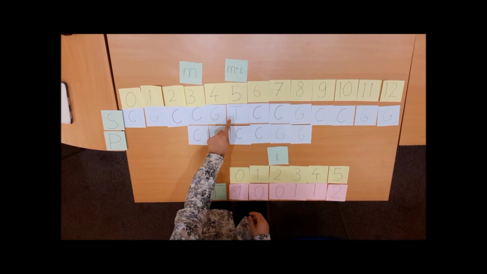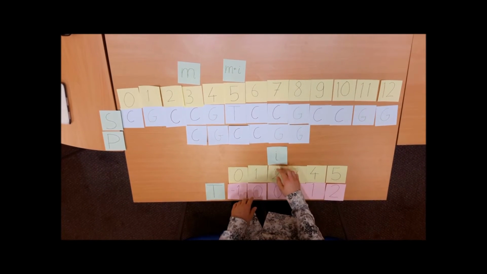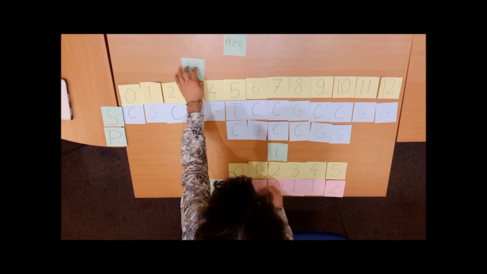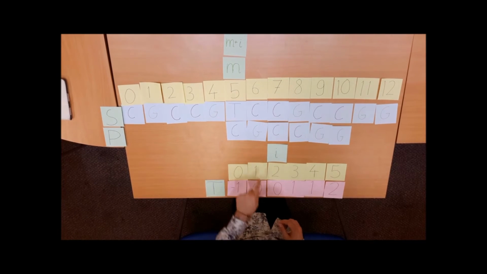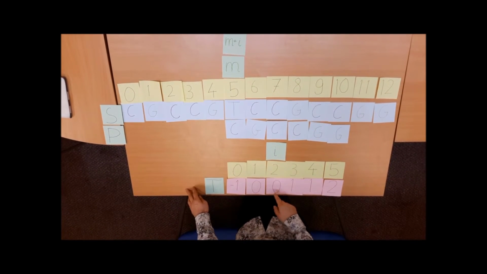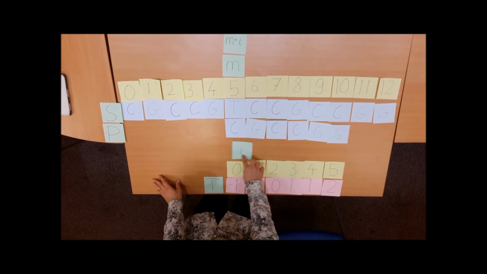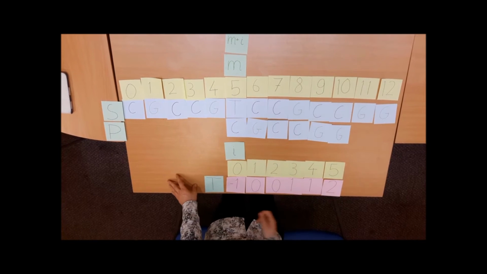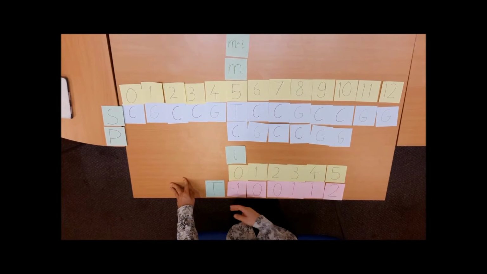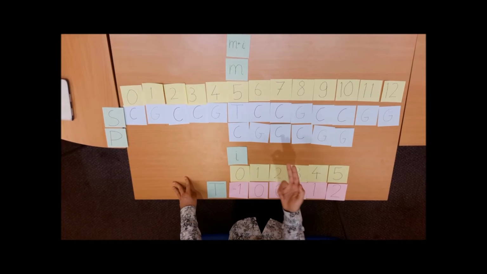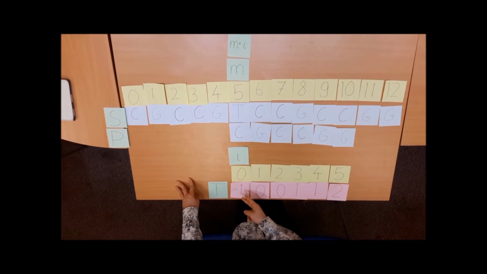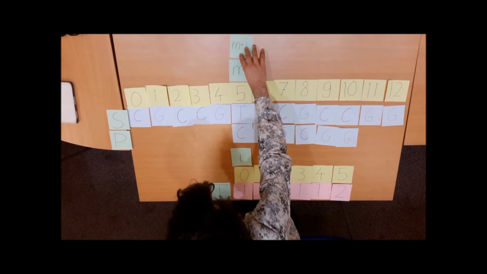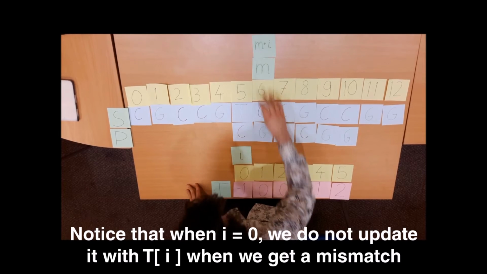So T and C do not match. Again, we have to update M to be equal to 5, because M plus I minus T of I, being 0, is 5, and update I to be 0. T and C, they do not match. Now what we do again is check M plus I, 5, minus T of I, which is minus -1, so 5 plus 1, which is 6. So we increase the value of M by 1 to be 6.